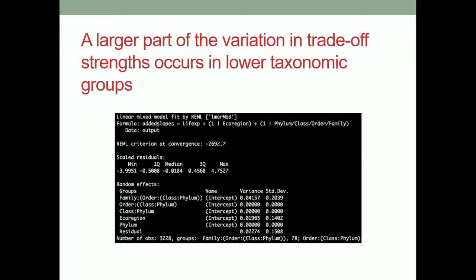So a larger part of the variation in trade-off strengths occurs in the lower taxonomic groups. From the variance values, you can see that it's clearly family that explains the variance and not the other taxonomic levels. The next most variable thing is the ecoregion. So the lower down you go, the more likely you are to be able to explain the trade-off. Essentially, the question is how far down the hierarchy you have to go to say you know the extent of this trade-off. In this case, if I only gave you order or class information, you wouldn't be able to tell; the information you'd need is family.